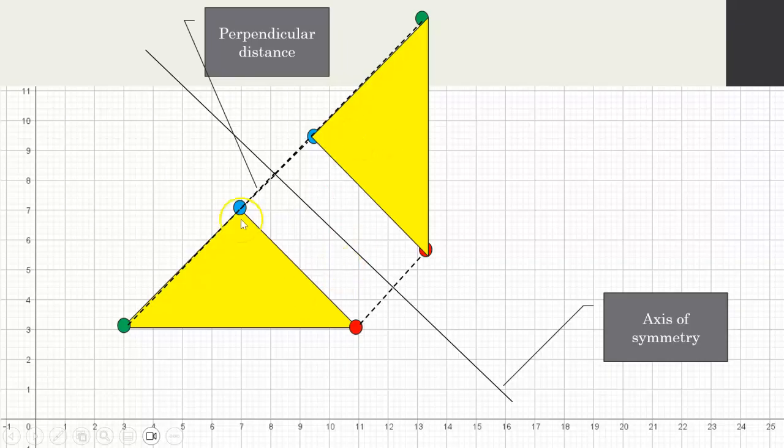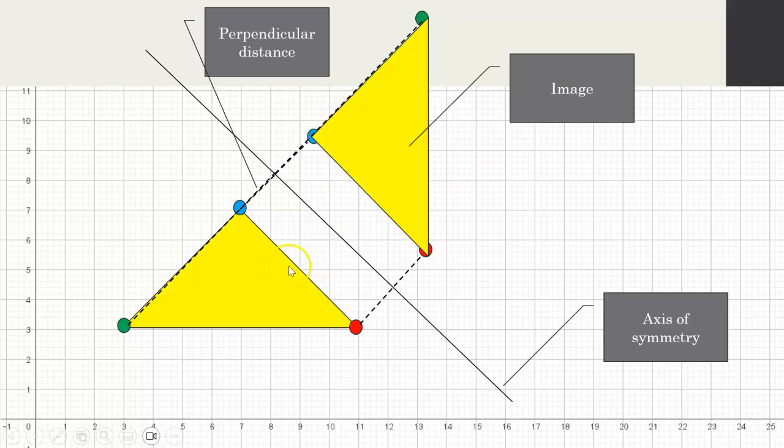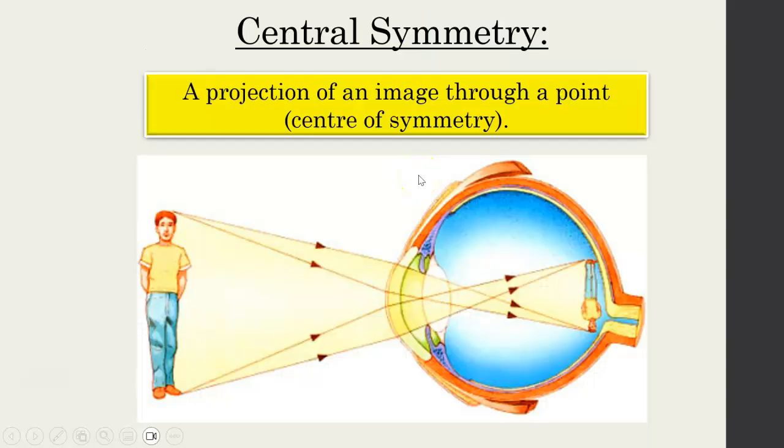So how do we do it with the coordinates? Remember, distance from this point to the line, distance from this point to the line, perpendicular distance now. You extend out those lines. Same distance out, same distance out. Same with the red dot, and then you just draw your triangle. Again, this is the original image, or the original object, and this is what we call the image. Central symmetry is probably something everybody in the world uses, because it's to do with our eyes.